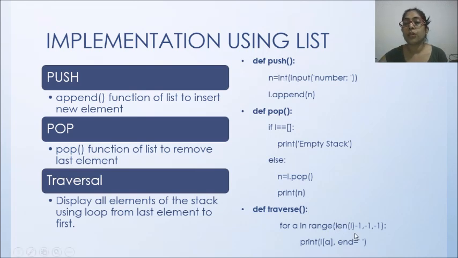So length of your list -1 will give me the topmost location, and I have to move till 0th location, so I have to take one less than that, that is -1, and I have to decrement my pointer one by one, so I have to take step size -1 here, and here I am printing the a-th element, where a is the iterator, of my list in the stack.